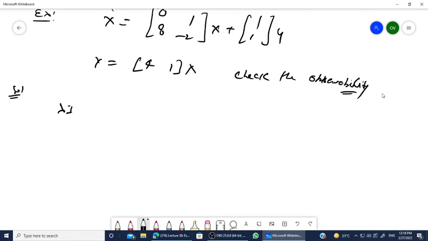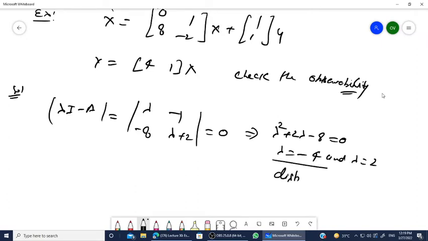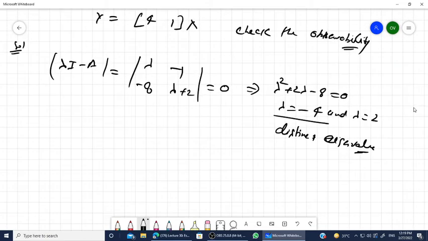So first of all, you have to find the eigenvalue. You can find lambda minus 1, minus 8, and lambda plus 2, equal to 0, so it will give lambda square plus 2 lambda minus 8 equals 0, and lambda becomes minus 4 and lambda equals 2. So both are distinct eigenvalues, right? And therefore there is no problem. We have to only convert it to the diagonal canonical form.